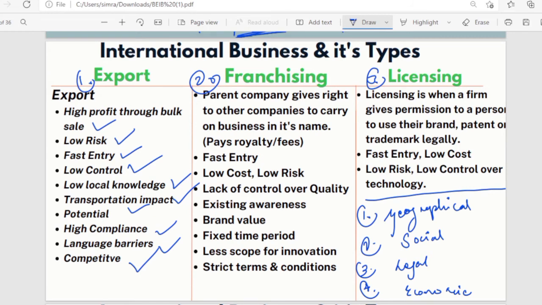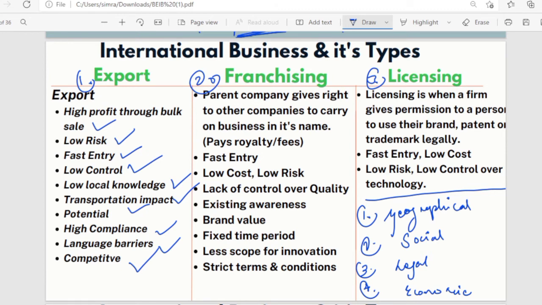Okay, so now tell me, comment down examples of franchising. Don't comment when the video gets over. Pause the video, comment down right now, and afterwards don't go and delete that comment or edit it. Let it be as it is, so that I'll also come to know how many students knew what exactly is franchising.